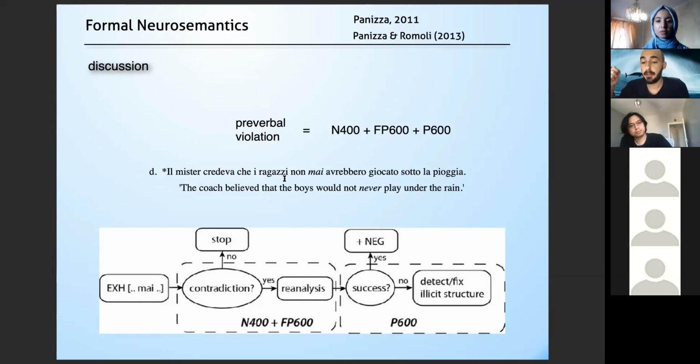Good. These models don't account for our data because in this condition, the licensor is adjacent to the NPI. So it should be super easy to repair this because none is right there, right? You're looking for a licensor, you have it there. It's just not in the right grammatical position. So, for instance, this sort of working memory-based model would predict that this should be easier compared to an NPI violation where you don't have negation, but we got exactly the same results, okay?